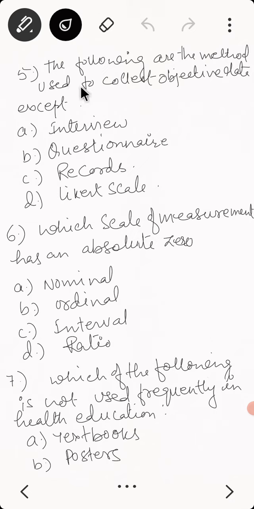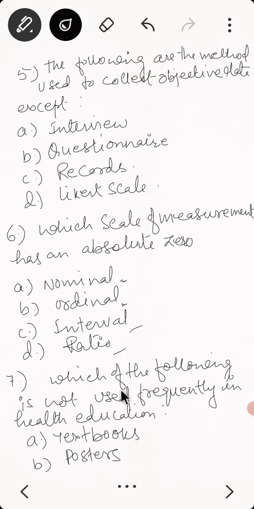The next question is, the following are the methods used to collect objective data except. All of these are methods to collect objective data except one. Which one is not? Your options for this are interview, the next option questionnaire, records, and Likert scale. Okay, next question, which scale of measurement has an absolute zero? Your options, the first one nominal, ordinal, interval, and ratio.